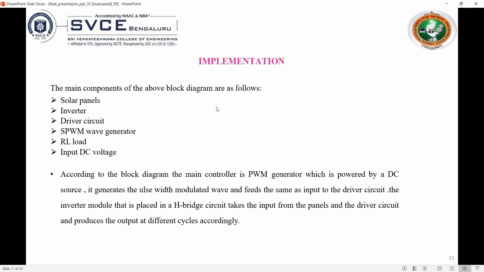Now coming up to the implementation, the main components of the above block diagram are as follows. Solar panel, inverter, driver circuit, SPWM wave generator, RL load, and input DC voltage. According to the block diagram, the main controller is the PWM generator, which is powered by a DC source. It generates pulse width modulated waves and feeds them as input to the driver circuit. The inverter module, placed in an H-bridge circuit, takes the input from the panel and driver circuit and produces the output accordingly.